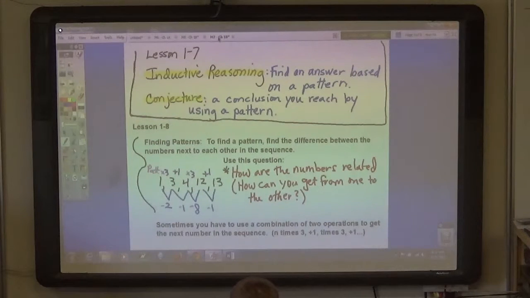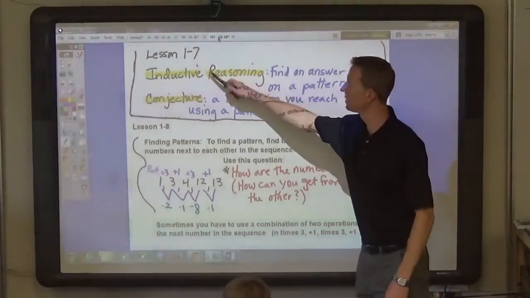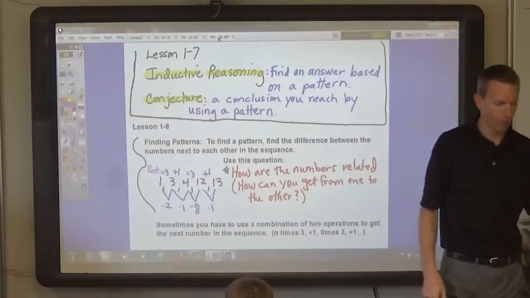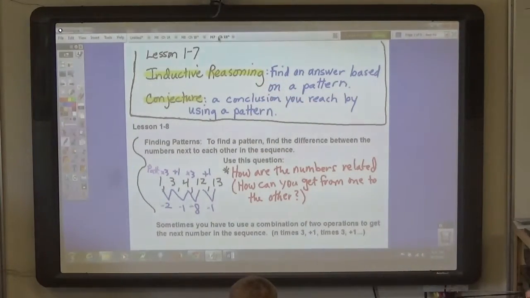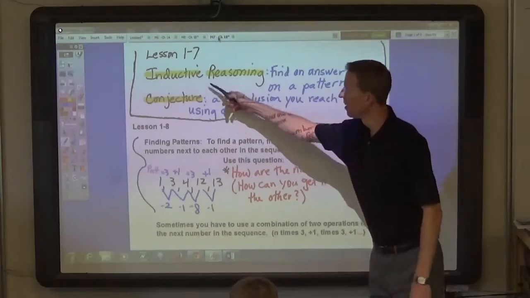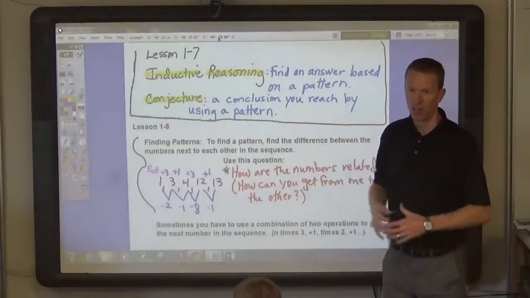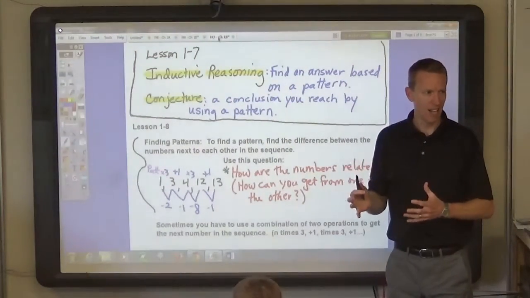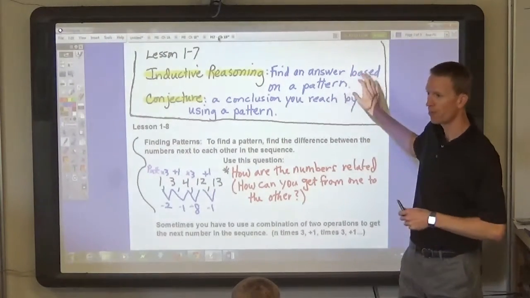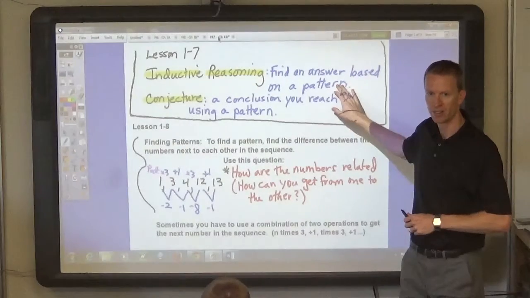Okay, 7th graders, y'all are going to cover 2 lessons today. The first one is lesson 1-7 on inductive reasoning, okay? Remember, math is a lot like learning a new language. And so, inductive reasoning is really, overall, what you're learning in this class. Okay, it's making conclusions or finding an answer based on a pattern.